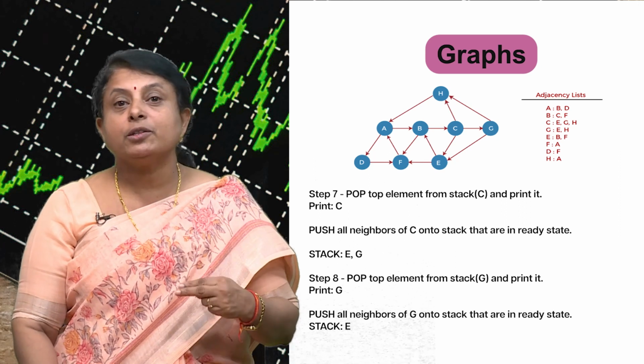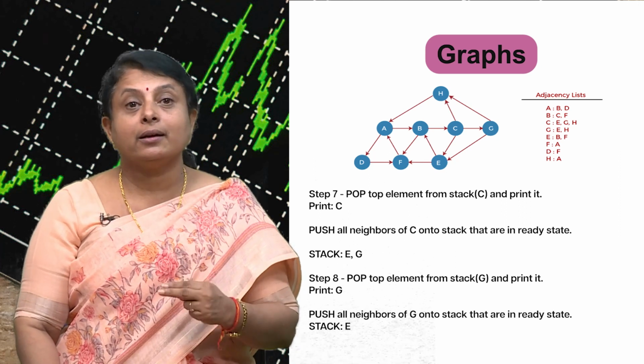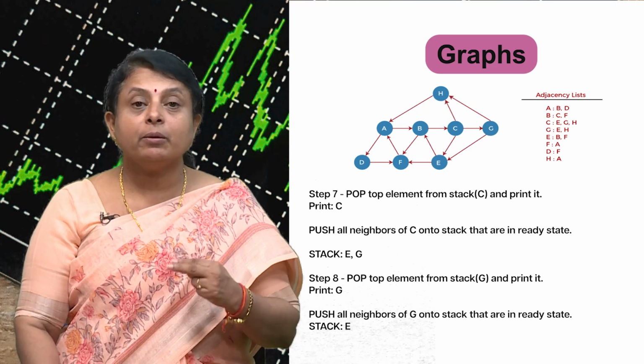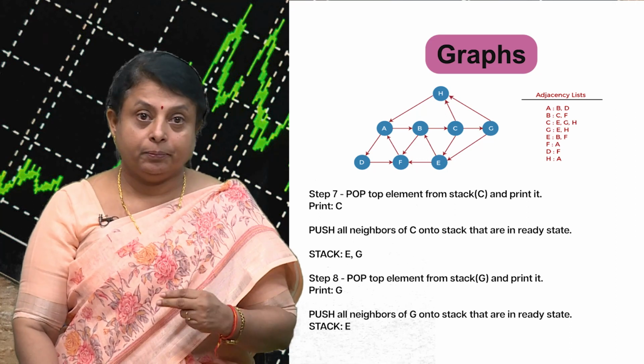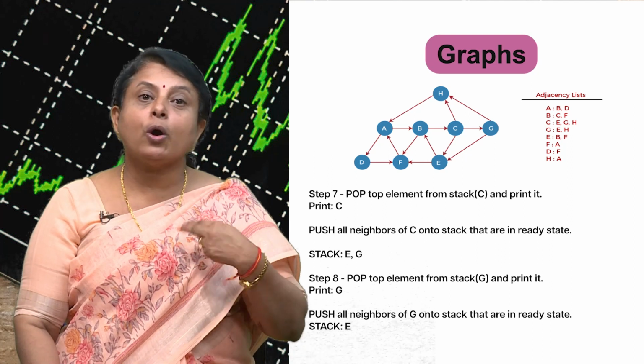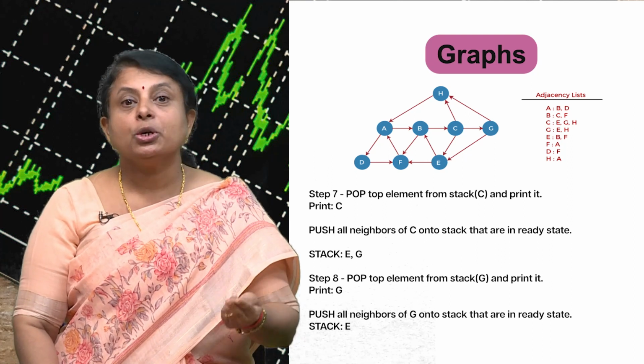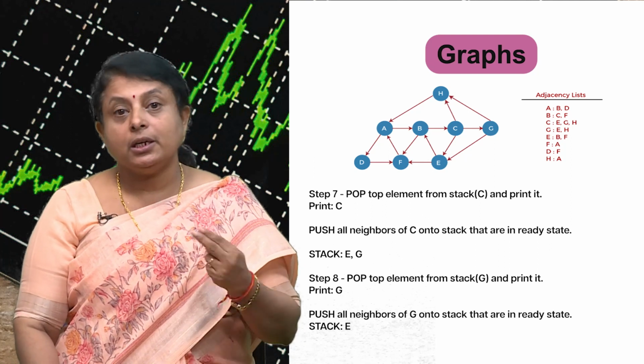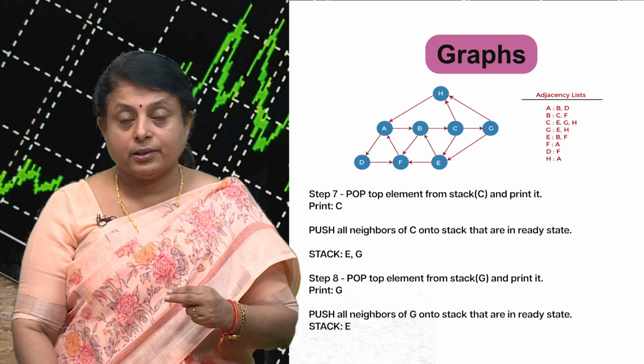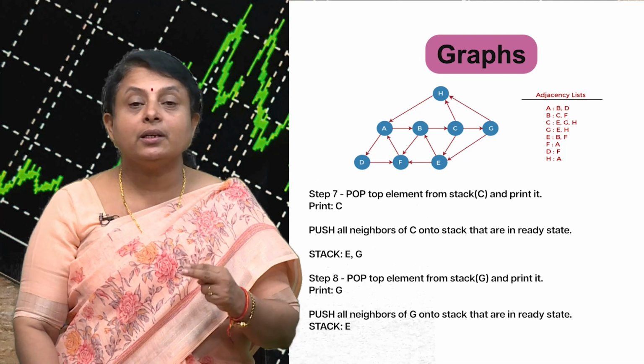Push all neighbors of C into the stack that are in ready state, that is, the stack will be consisting of E and G. Step 8, pop the top element from the stack, that is G, and print it. Push all the neighbors of G into the stack that are in ready state. There are no unvisited neighbors of G.